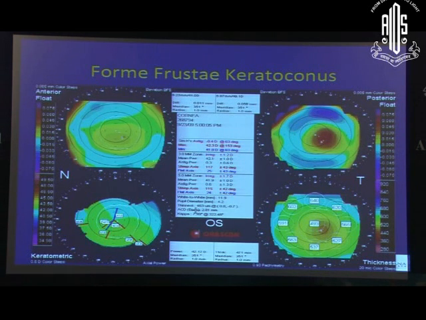Posterior elevation map. What types of pattern can you see? 2 types of pattern. Island, but the island is not normal. Island seems to be a little bit elevated. It looks to have a little mountain in the center. So the posterior surface has a little elevation, but the anterior surface does not have elevation. Corneal thickness being 463 or something. We are dealing with a forme fruste keratoconus.